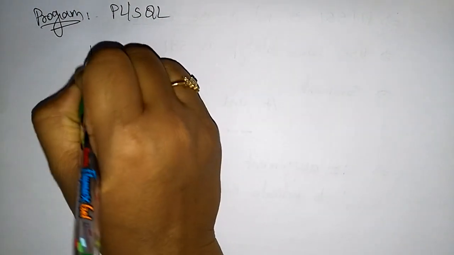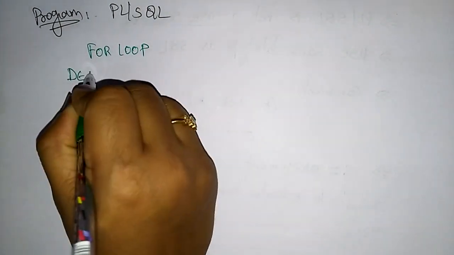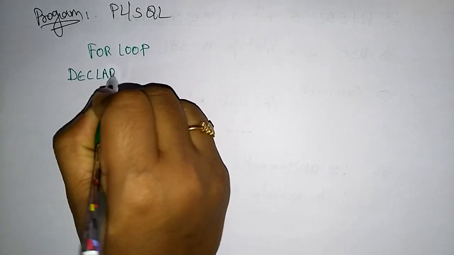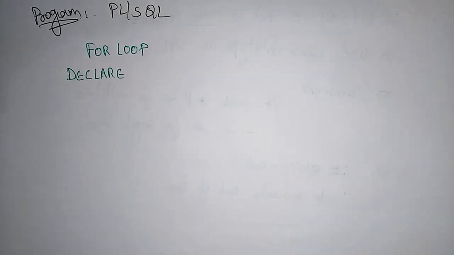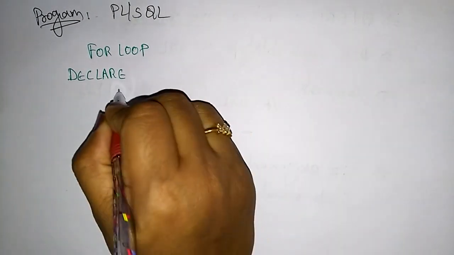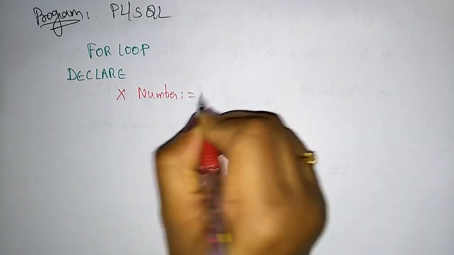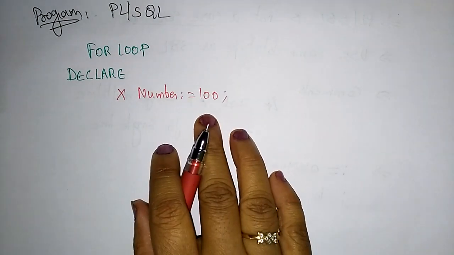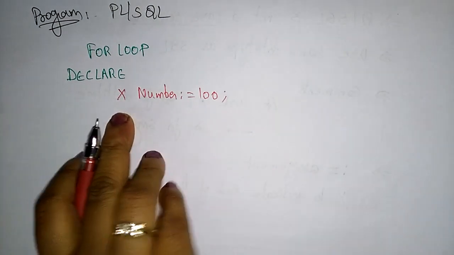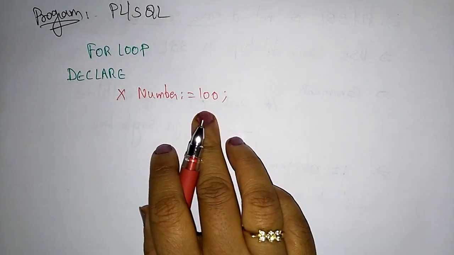So here, in the block header, I am writing DECLARE. In the declaration section, I have to declare whatever variables I want to use. So I am using a variable x of type number, and that variable x is assigned 100. I am assigning a number data item: the variable x is equal to 100.